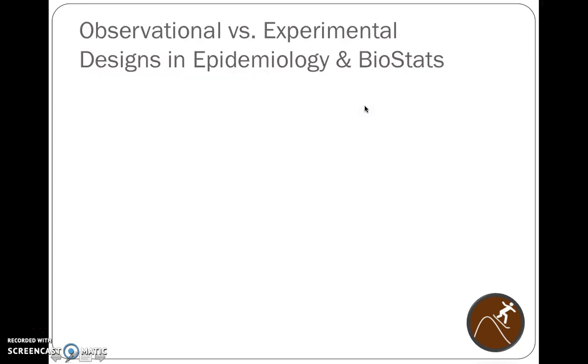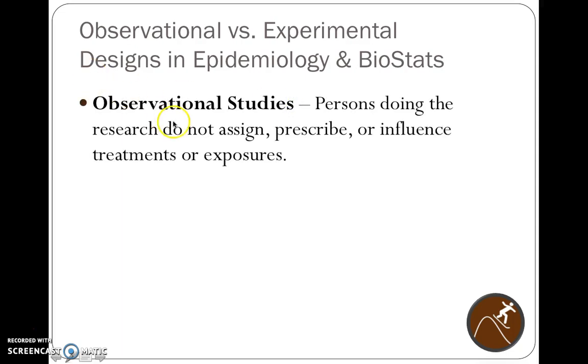So to get us started off, the two major types of study designs that we think about in epidemiology, public health, and biostatistics are observational studies versus experimental studies. Observational studies, what makes something observational? Well, observational means the people doing the study, whether it be you or a hospital or researchers at a university or whomever, do not assign, prescribe, or influence the treatments or exposures.